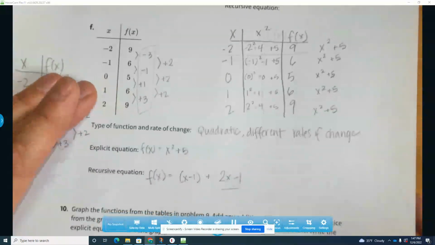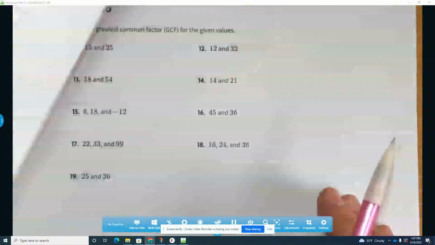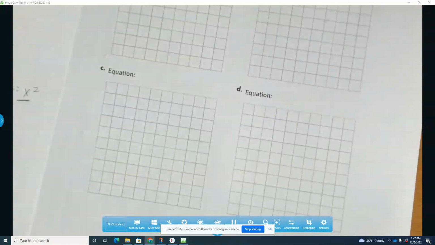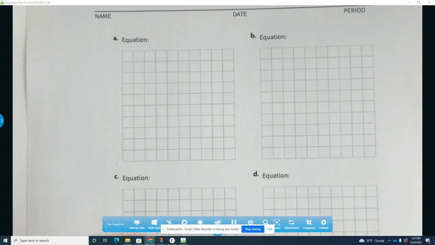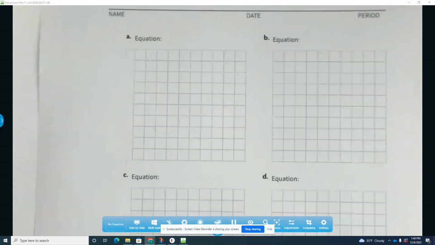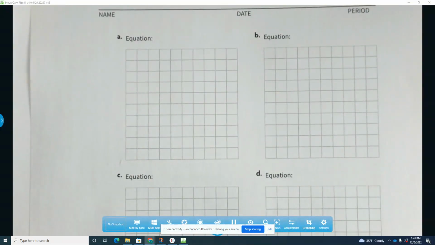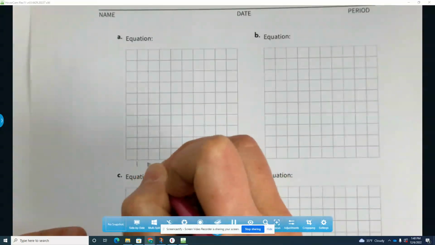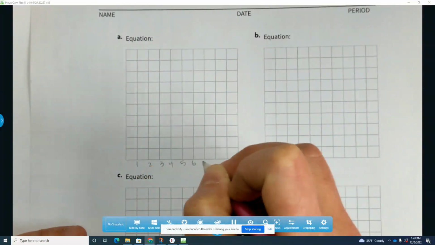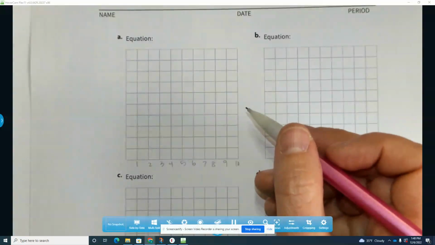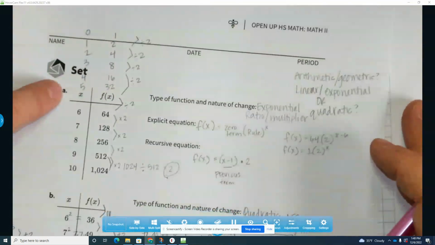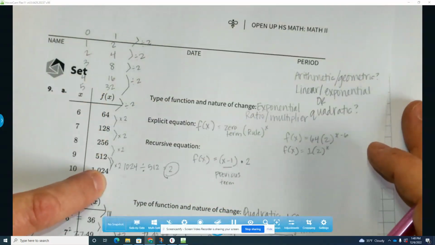Okay. Graph the functions from the tables in problem 9. So you're going to go back to this. You're going to graph all of these now. And the directions do say to make sure you label your axes so that all the numbers show up. So if you look at 9A, you go clear up to 1,000. So we might need to look at that really carefully here. Make sure that you are labeling your graph correctly. These are your X values. These are your Y values.